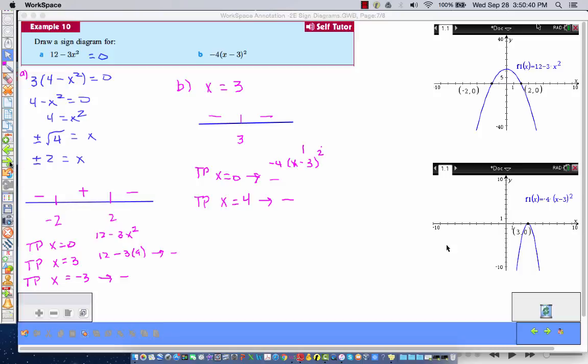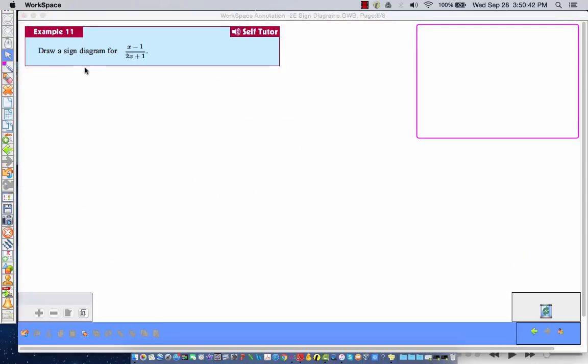All right, one more example. Draw a sign diagram for this function. Okay, so we need to find its zeros. Now this is a rational function. So a rational function is where we have expressions in the numerator and the denominator with at least one of them containing a variable.